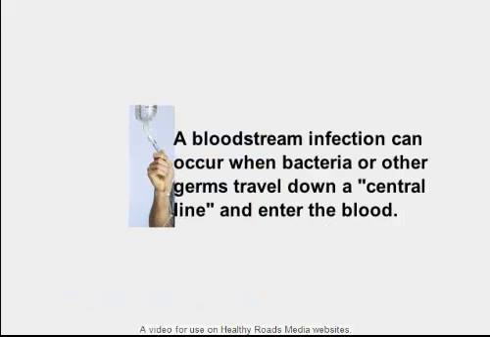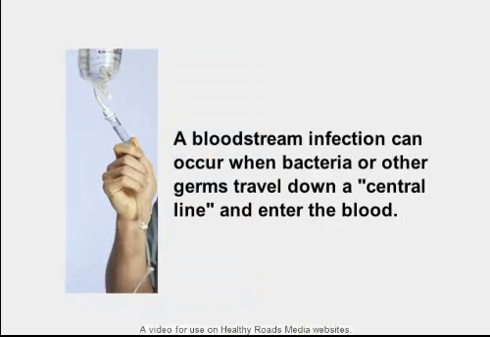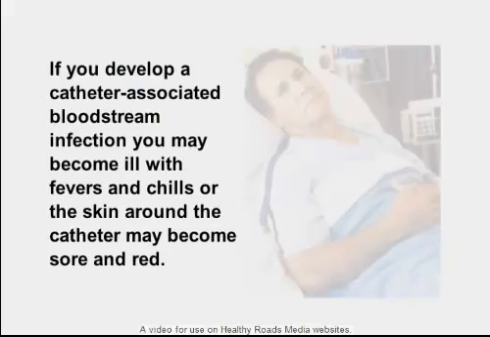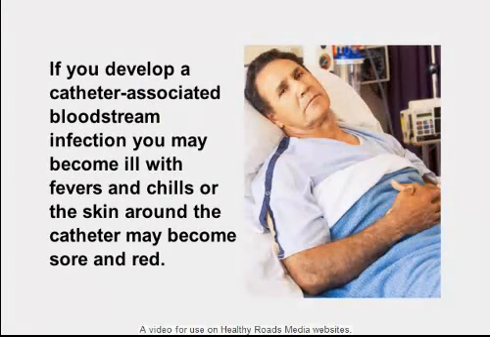A bloodstream infection can occur when bacteria or other germs travel down a central line and enter the blood. If you develop a catheter-associated bloodstream infection, you may become ill with fevers and chills, or the skin around the catheter may become sore and red.